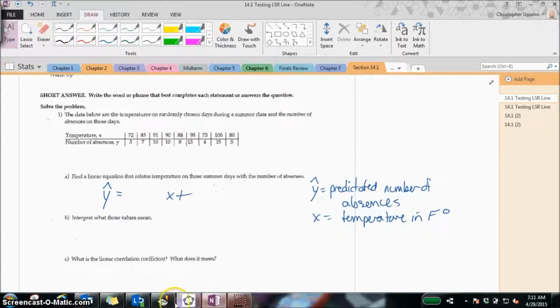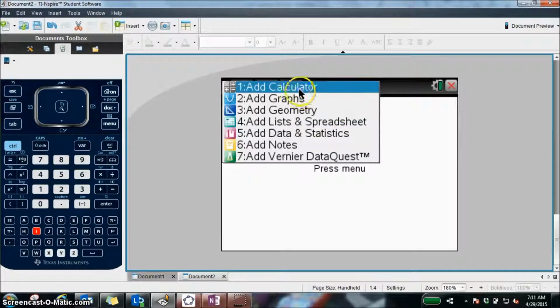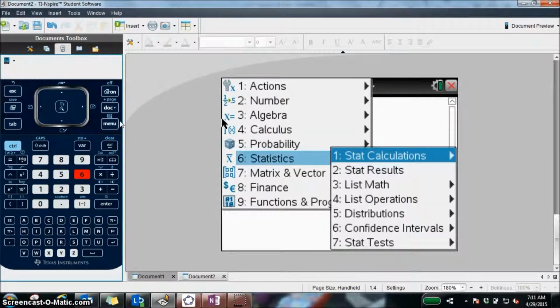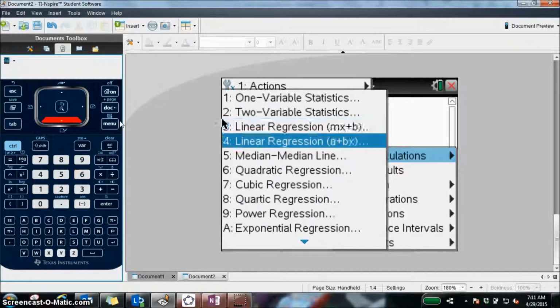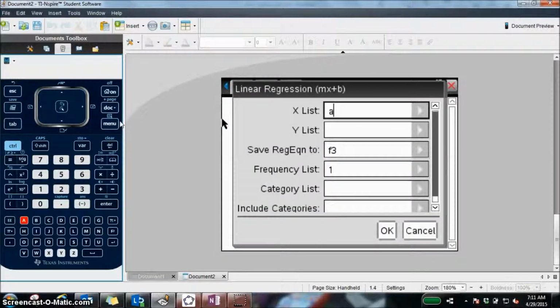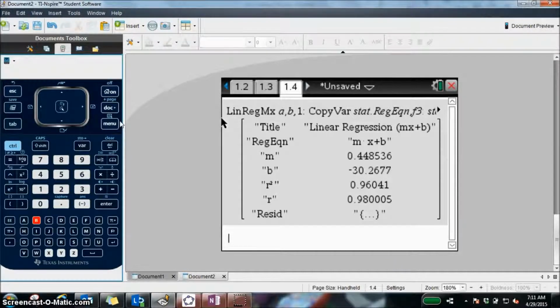So either way, just to review, we have our data in here. You go to a different page, calculator page, menu, calculations, and two variable, linear regression. Either one of these will work. Same thing. Our lists were A and B. Don't need anything else in there. So we have our M, we have our B, we have our R squared, and our R. All things that we need.